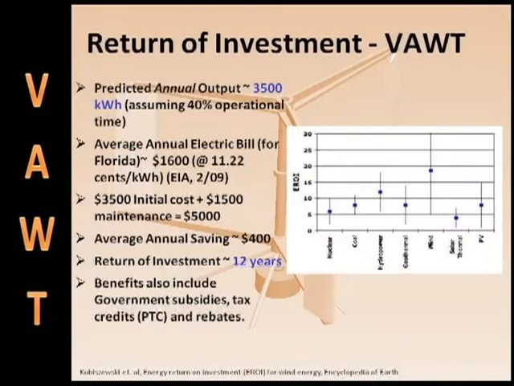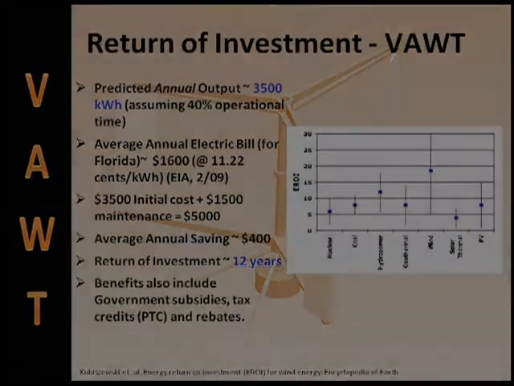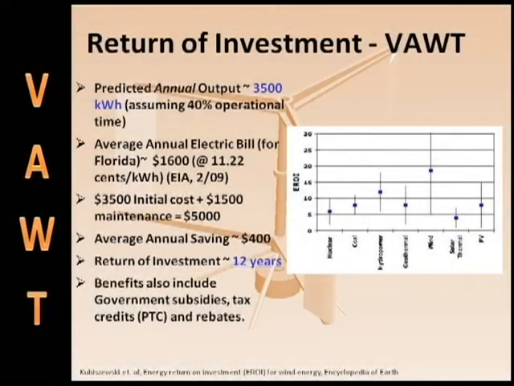Assuming the industry standard of 10 to 40% operational time in wind capture with a rated power of 1 kilowatt, the annual output of our wind turbine is about 3,500 kilowatt hours. This meets about 10% of an individual's annual electric consumption currently in Florida. According to the Energy Information Agency, the same individual pays about $1,600 annually for his electric consumption. Of that $1,600, we save him about $400 with our turbine.